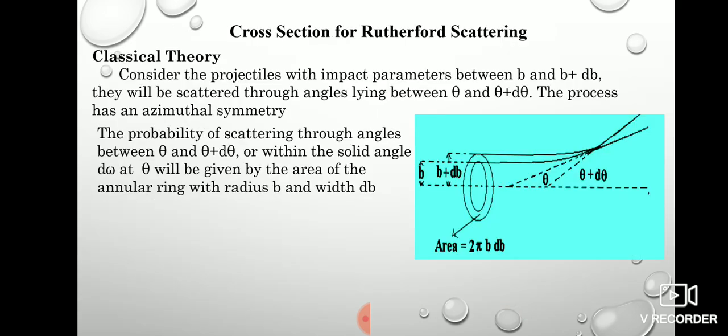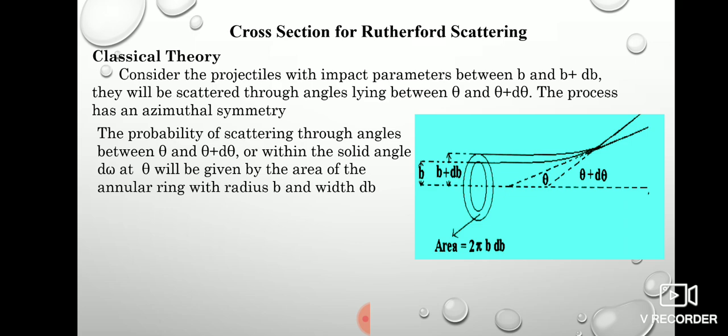Right. So, while considering the cross section of this Rutherford scattering, we can have two approaches. The first one is the classical approach, which is the simplest one, and we say that the projectiles with impact parameter between b and b plus delta b will be scattered through angles lying between theta and theta plus delta theta. That is, impact parameter b will scatter through angle theta, and b plus delta b will scatter through angle theta plus delta theta.